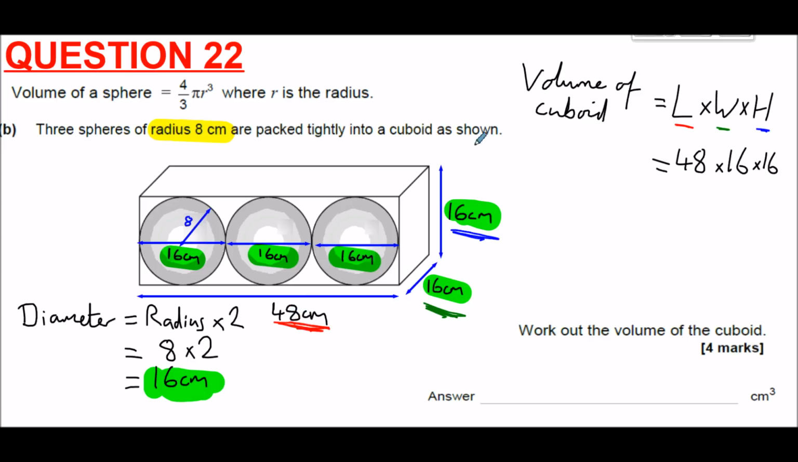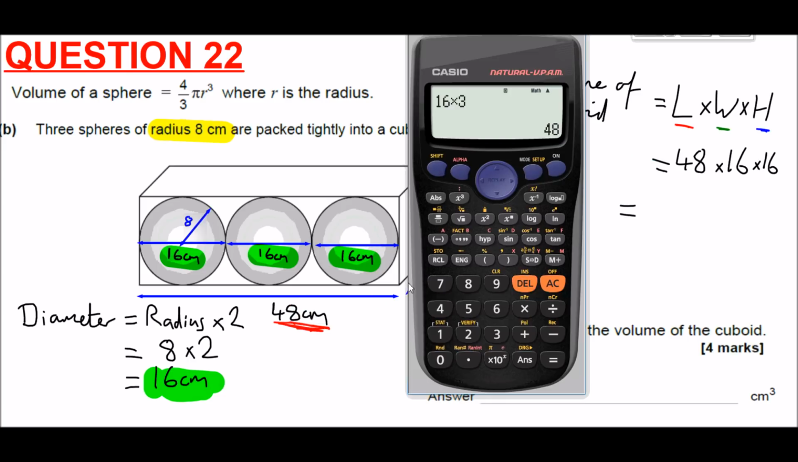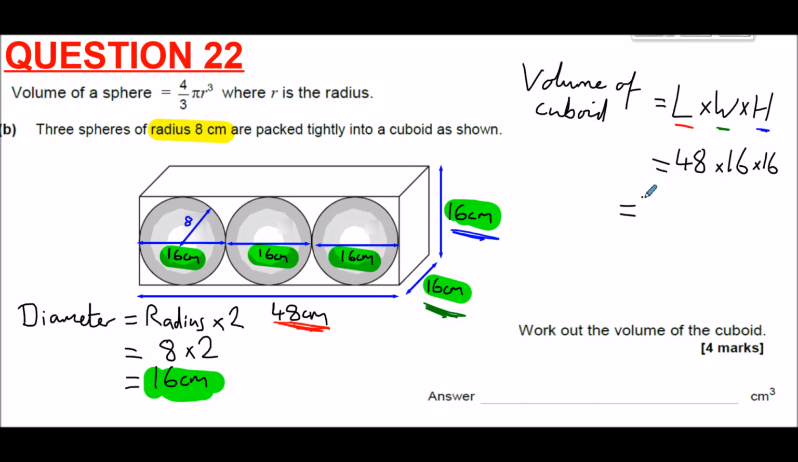48 times 16 times 16. That will tell us the volume of a cuboid. So 48 times 16 times 16 gives us 12288 cubic centimeters. And that's our answer for the volume of this cuboid.